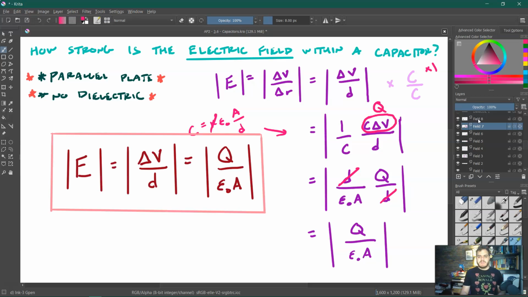So we're going to occasionally see these two equations for the electric field within a parallel plate capacitor with no dielectric. I should quickly note, this equation here should be on your equation sheet. It's useful. You're going to want to use it sometimes, but that's really all we need to worry about. So we've got two different equations for the electric field within the plates of a capacitor.